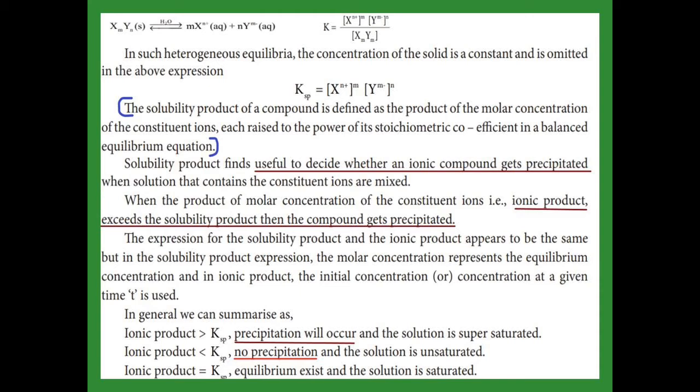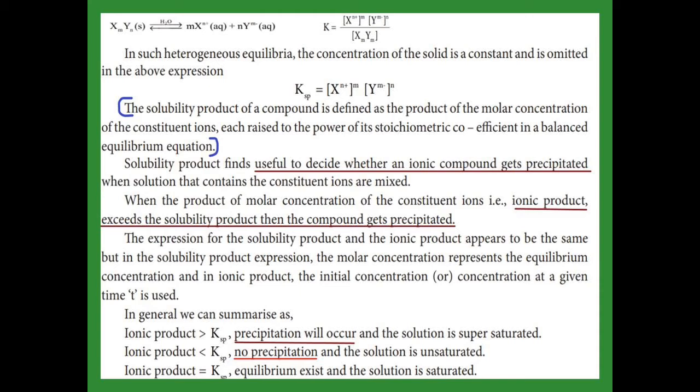This is the solubility product. The definition is: it is the product of the molar concentrations of the constituent ions. What do constituent ions mean? Whatever salt we have, it splits into some ions, and those are called constituent ions. Each ion concentration is raised to a power of its stoichiometric coefficient.